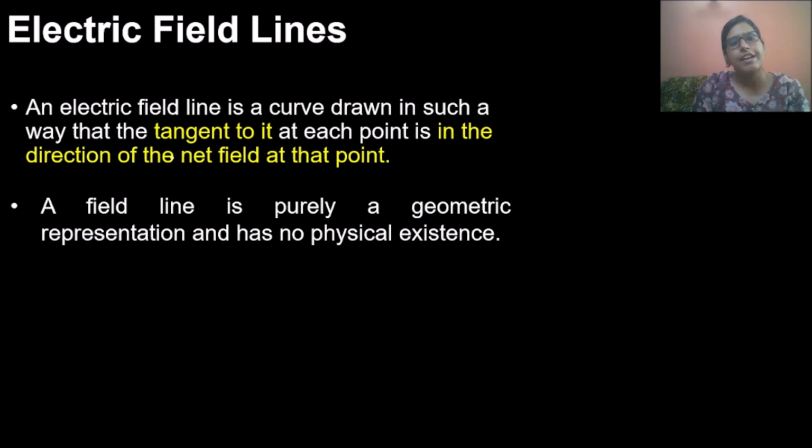So an electric field line is a curve drawn in such a way that the tangent to it at each point is in the direction of the net field at that point, and the electric field line is a purely geometrical representation and has no physical existence.